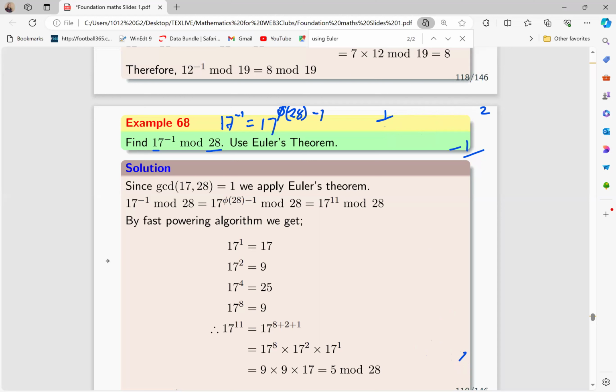First of all, convert this number 11 to binary. 11 is a decimal number. Converting it to binary, it becomes 1011. So it's telling me that I should square 1, 2, 3, 4 times. I should square 4 times.